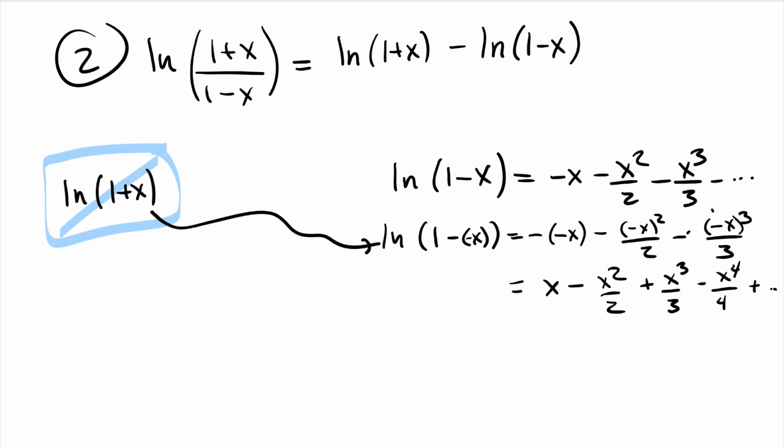So we have the two of them. Let's just write them out. We have ln of 1 plus x minus ln of 1 minus x, from right above. That's what we're trying to find out.